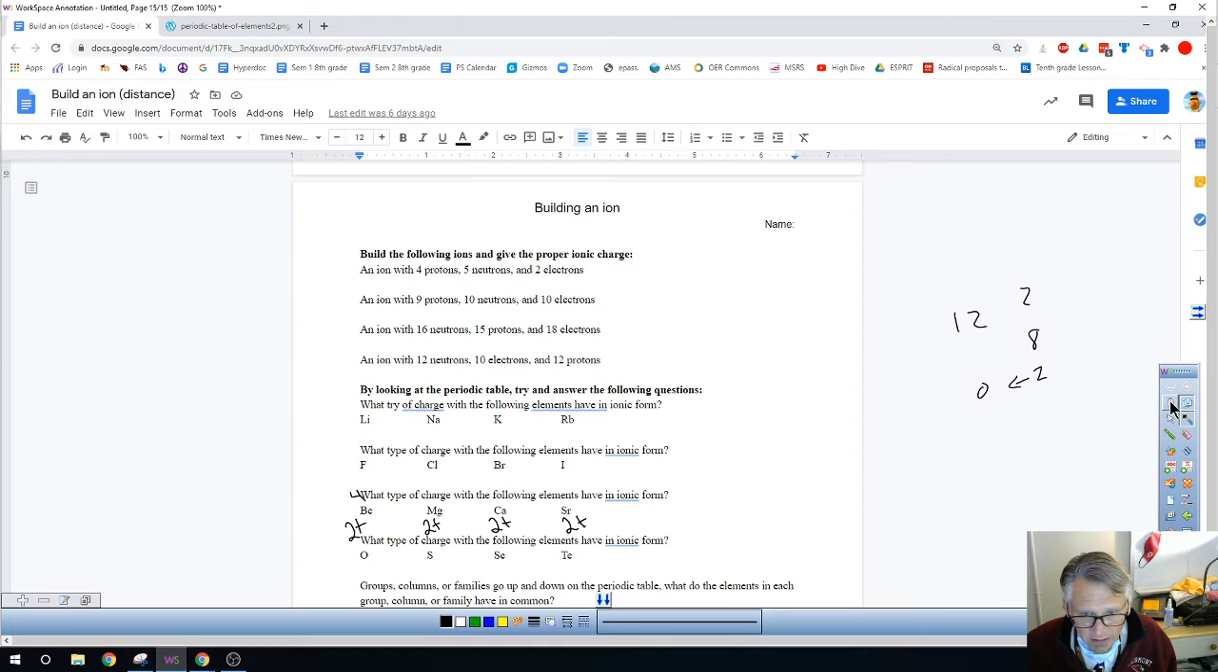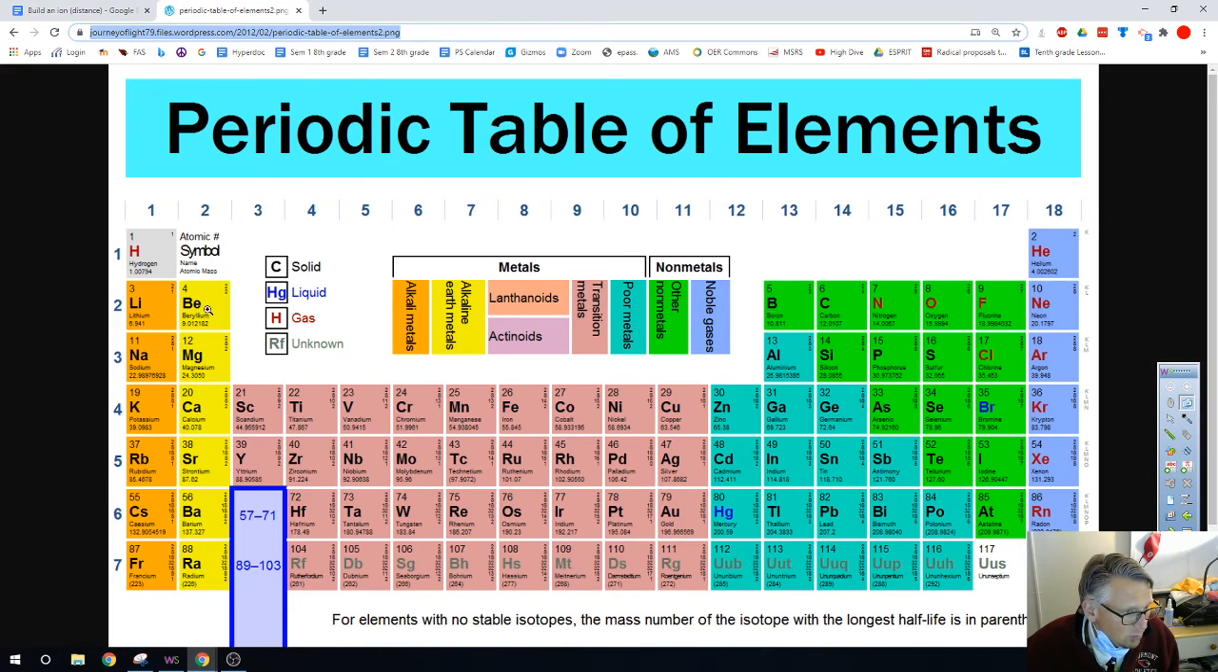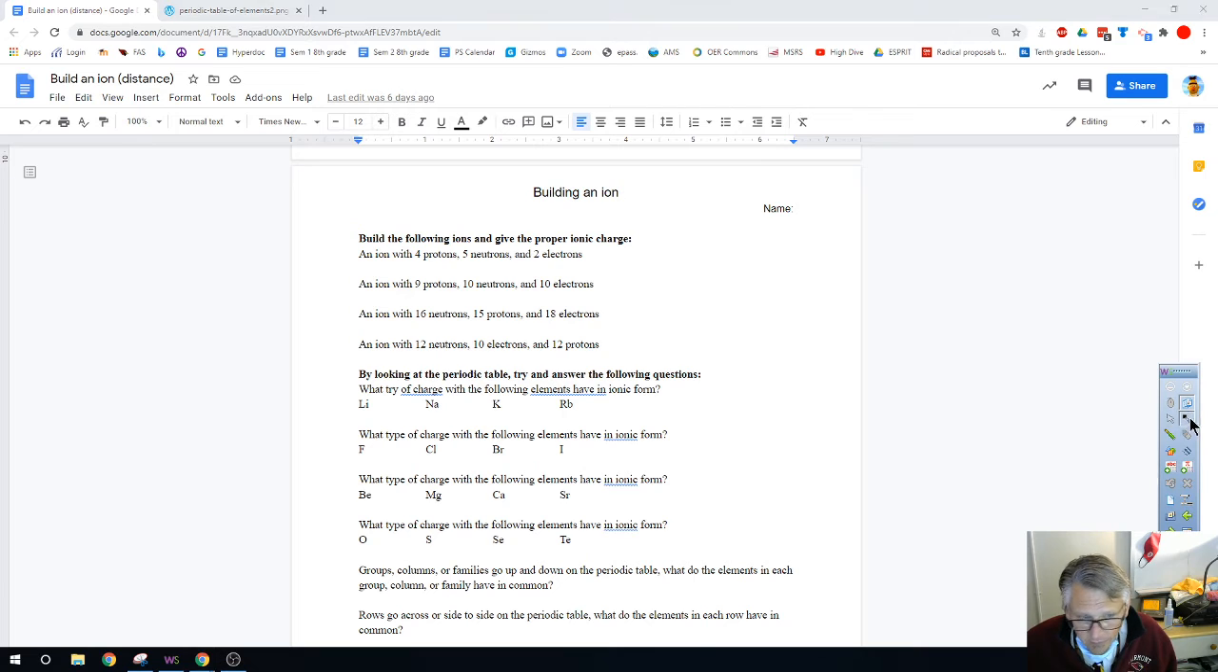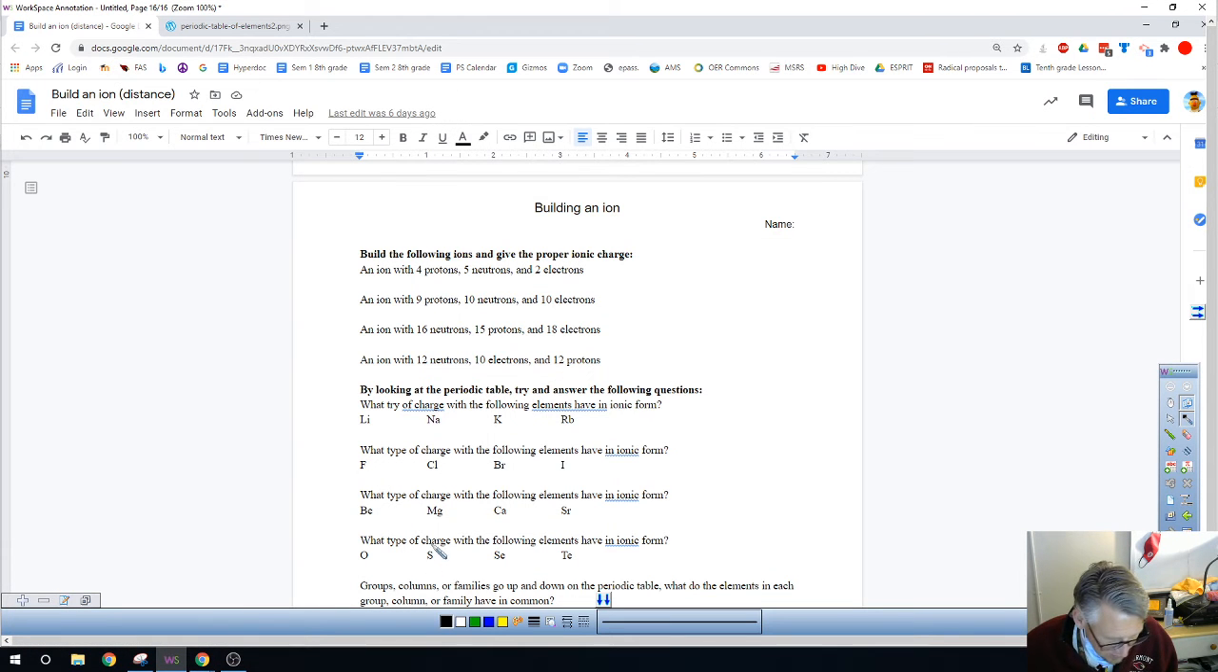So if we look at the periodic table again, so beryllium and magnesium, calcium and strontium, barium and radium are all in group 2. So that tells us they have 2 electrons in their outermost shell. So these are all going to end up with a plus 2 charge because they're going to lose 2 negative electrons. Okay. Then we have oxygen. Oxygen is 8. That's 2 in the first, 6 in the second.